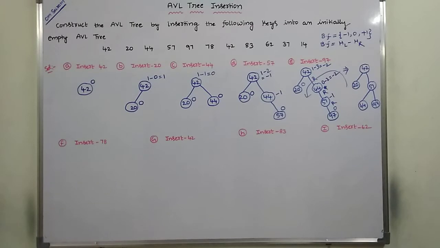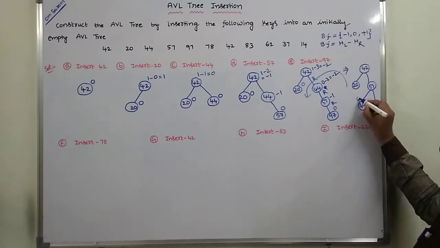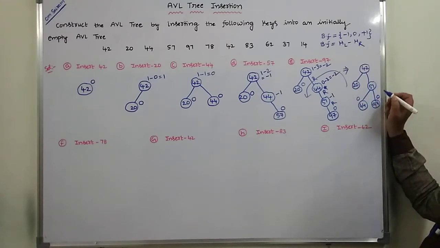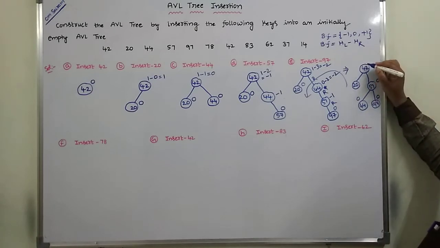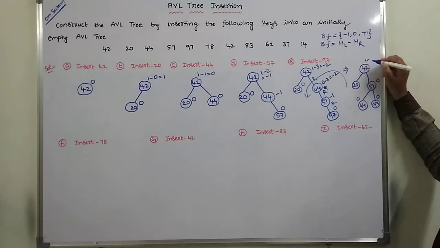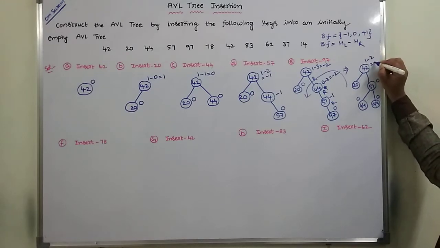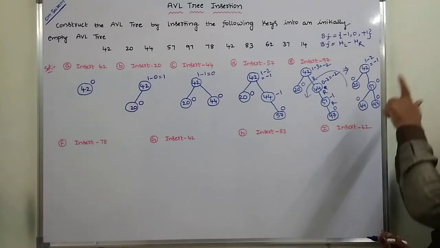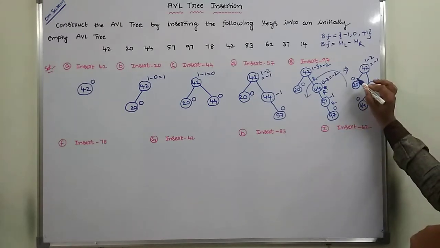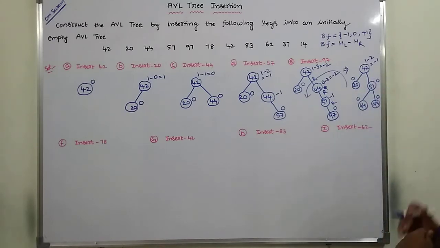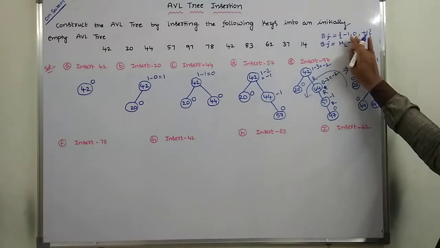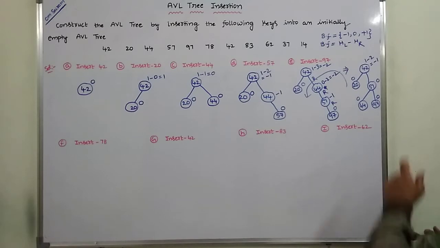So now what are the balance factors? For this node the balance factor is 0. For this node the balance factor is 0. For this node, the height of the left subtree is 1, the height of the right subtree is 1, so this is 0. For this node, the height of the left subtree is 1 minus the height of the right subtree 2, so 1 minus 2 is minus 1. For this node the balance factor is 0 because there is no left subtree and no right subtree. Now the balance factors are 0 and minus 1 only, which are valid balance factors. Hence we can say that it is a valid AVL tree.